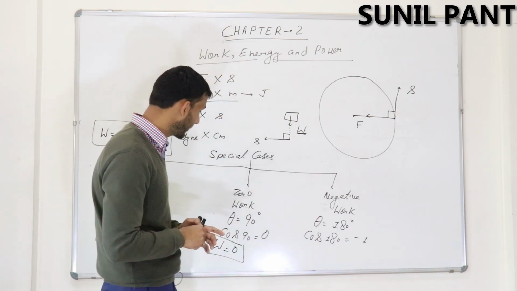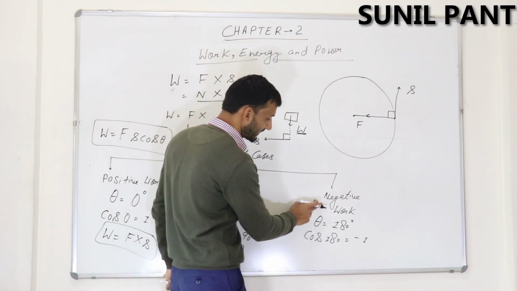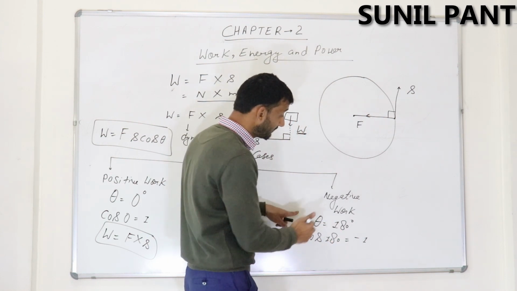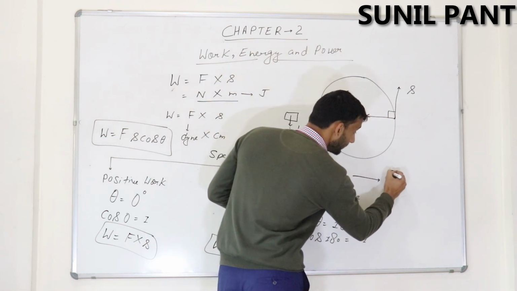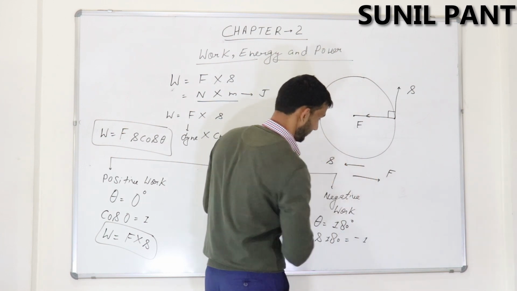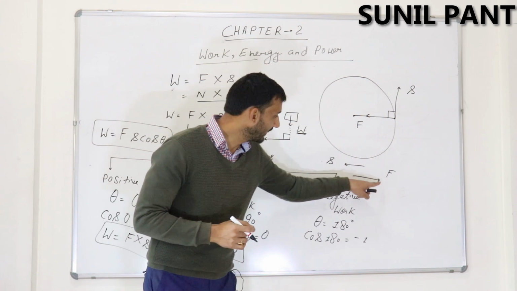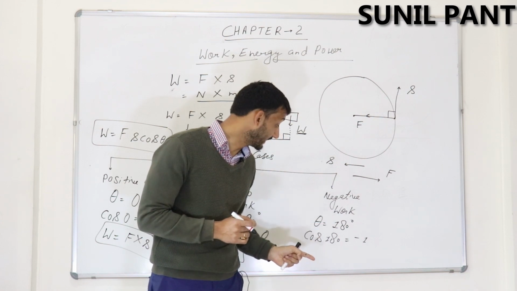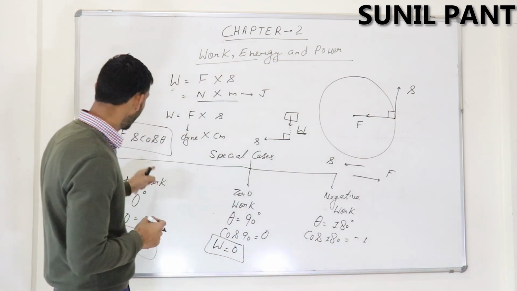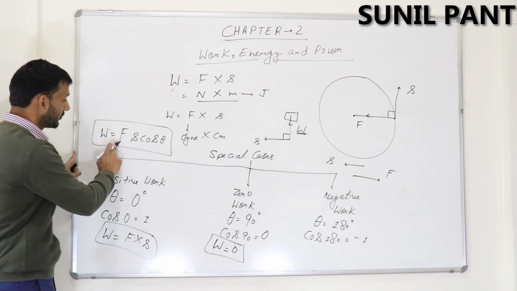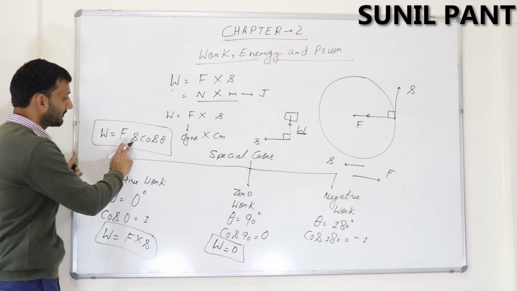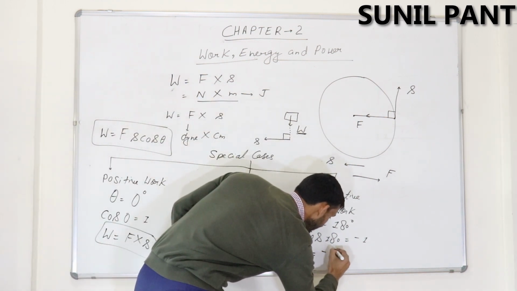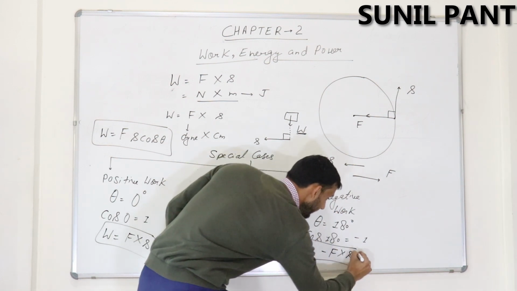Now this is important to understand and a very interesting case to discuss, as in this case theta will be 180 degrees. So theta will be 180 degrees when force is being applied in this direction but the displacement takes place in the opposite direction. In that case theta will be 180 degrees and cos 180 will be -1, so force multiplied by displacement multiplied by -1, as theta is 180, so work done will be minus F into S. So the work will be negative.